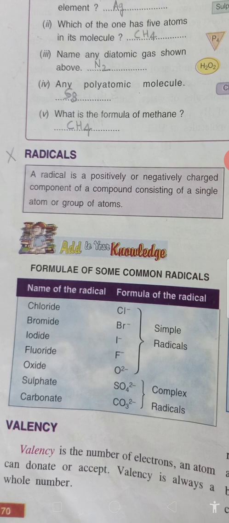Now children, the next term we are going to study is valency. It is very important. So valency is the number of electrons an atom can donate or accept. Valency is always a whole number. So children, when these atoms combine together, they either give their electron to another atom, or an atom takes electrons from another atom, or they share electrons. So children, accordingly, valency is defined as the number of electrons an atom can donate, accept, or even share. So valency is a whole number.